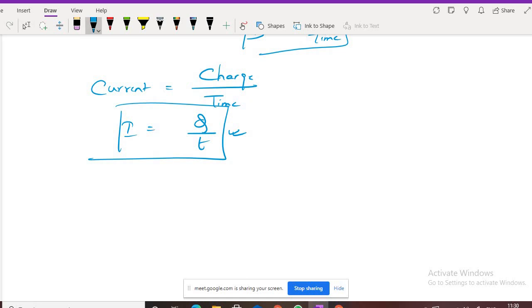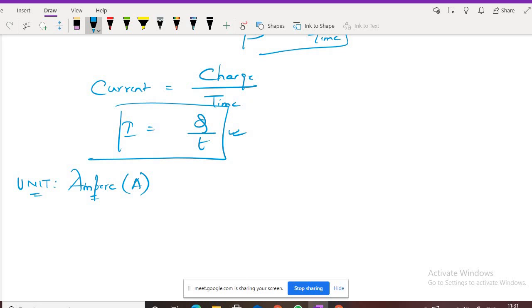Now, as you have understood about the formula, let me give you the unit. Unit is very important. The unit of electric current is ampere, denoted by capital A. Ampere is written after the name of a scientist, so the symbol will be a capital letter A. So ampere, A, is the symbol of the unit of electric current.